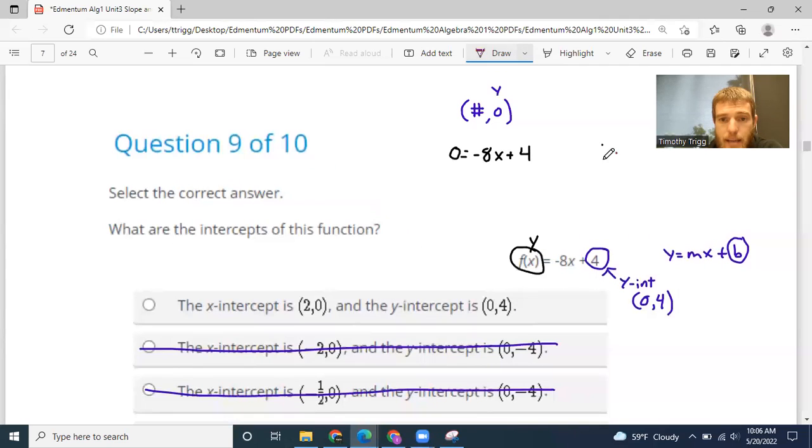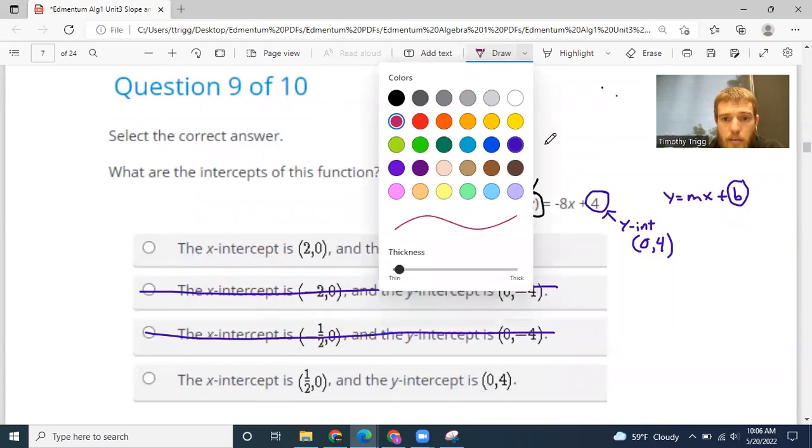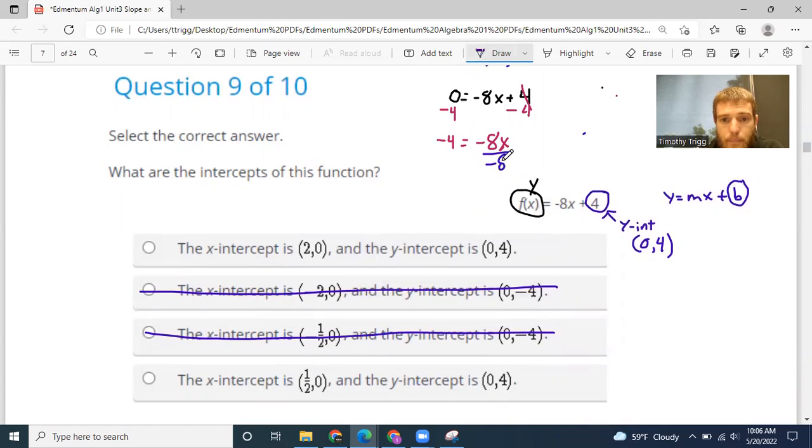And my goal is to solve for x. So my next step here, I'm going to go ahead and subtract 4 on both sides of the equation, giving us negative 4 equals negative 8x. These cancel. To get x by itself, we're going to divide both sides by negative 8. Giving us, and we could reduce this to positive 1/2. It's positive here because of negative divided by negative, just like a negative times a negative is positive. So our x-intercept is (1/2, 0).